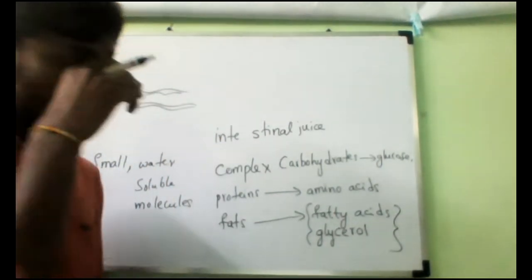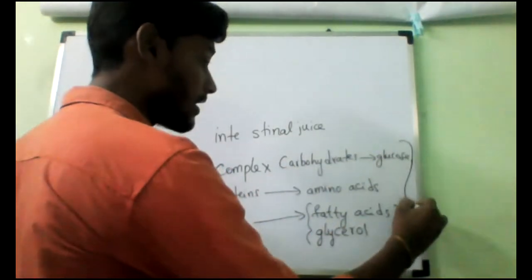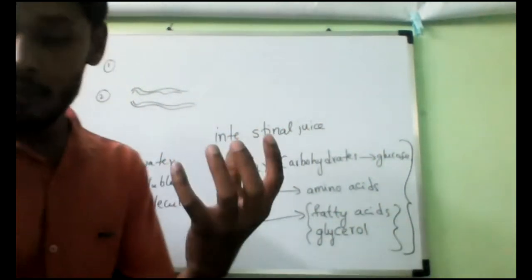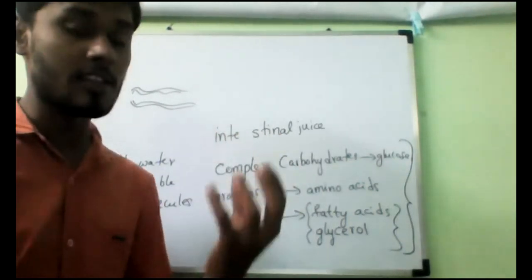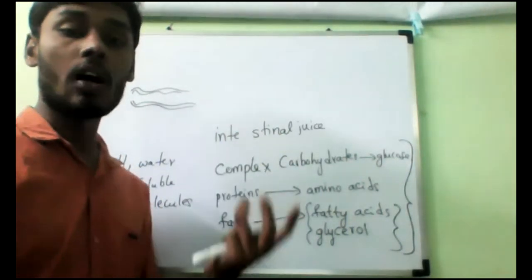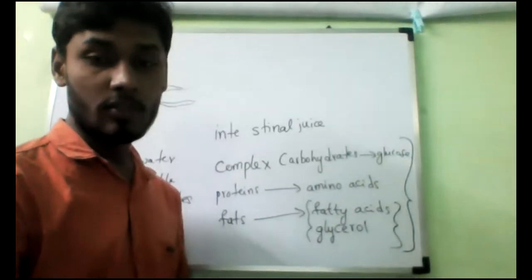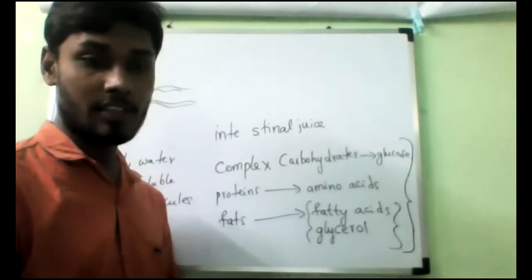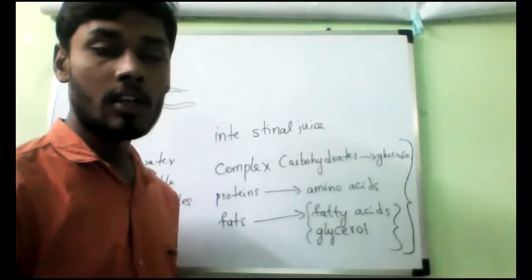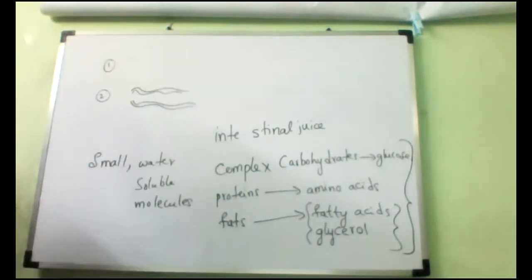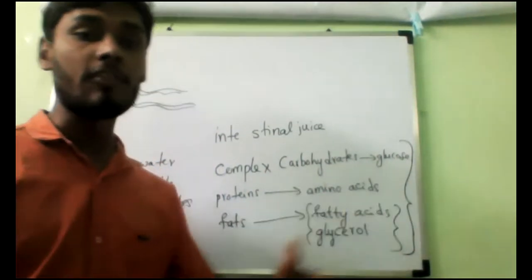Okay, sir. So now these are called the final products of digestion. Final product of digestion means they are ready to dissolve in water and ready to be supplied throughout the body. Means the next process will start, called what? Absorption. Understand? Absorption.